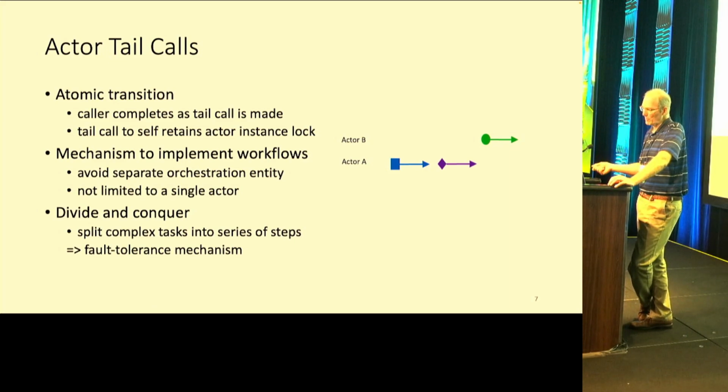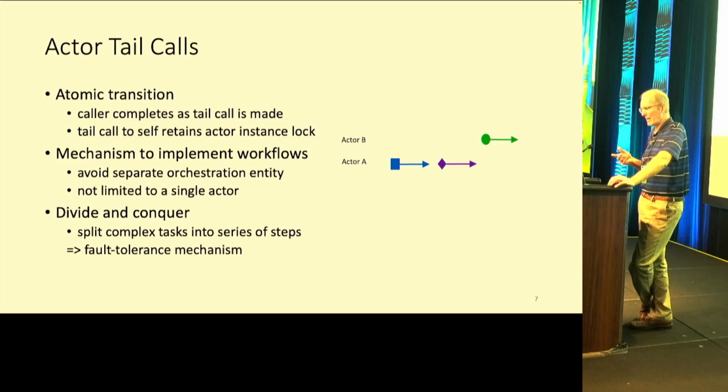So if the blue method is executing and it does a tail call to the purple method in actor A, even if there are other actor messages already waiting on A's queue, purple goes first. All right, so it jumps ahead of other actor methods. If it's to a different method, so purple does a tail call to green, here green has no special priority. It has to wait for its turn to execute on B just like any other method would.